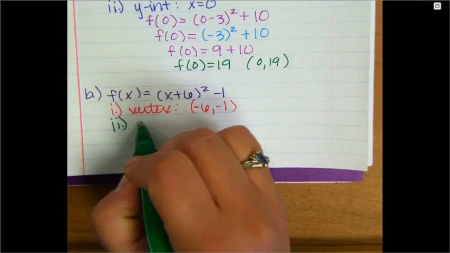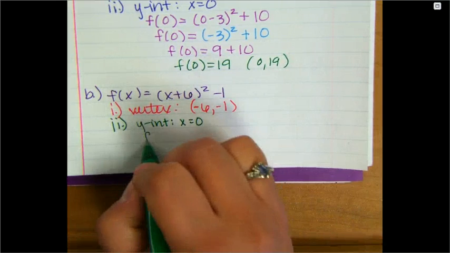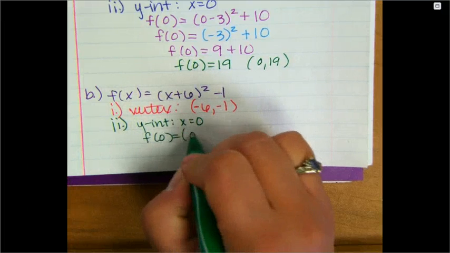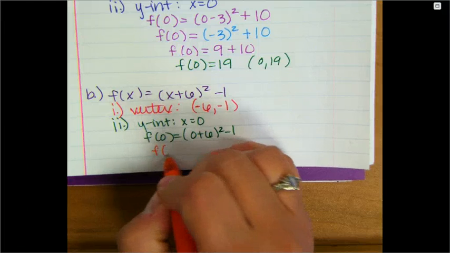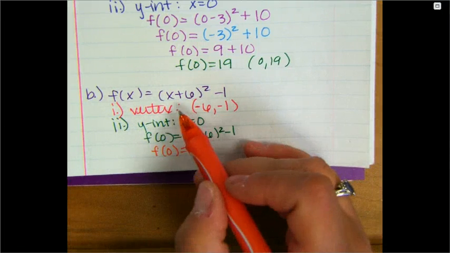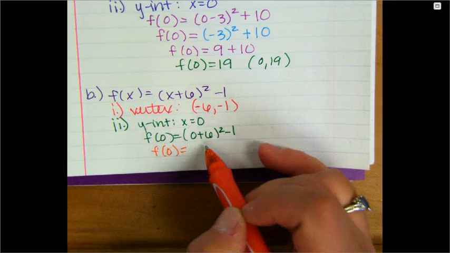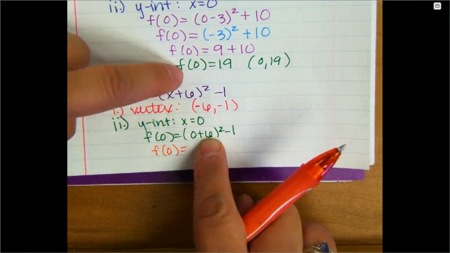All right, next part is the y-intercept. We're plugging in what? 0 for x. So we say f of 0 equals (0 plus 6) squared minus 1. What's 0 plus 6? Problem with 6? No, down there. Why is it plus 6?